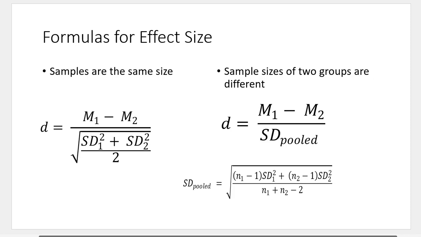Now, I talked to you about it conceptually. Here are the actual formulas for calculating it. So if the samples are the same size, you just subtract the means and divide by the square root of the standard deviation. But you can still see that the bigger the standard deviation, the smaller the effect size. If the sample sizes of the groups are different, then you pool the standard deviations using the formula below, but you still subtract the means from each other. But again, the principle is the same. The bigger the standard deviation, the lower your effect size is going to be.